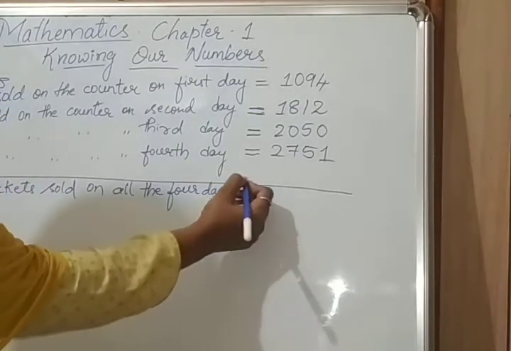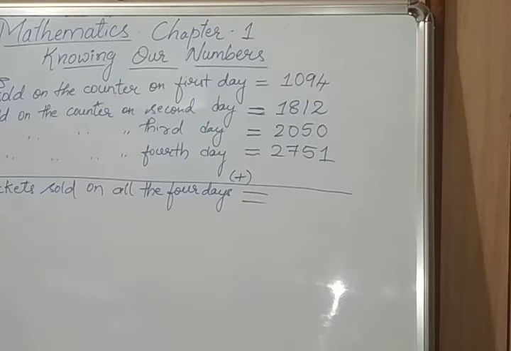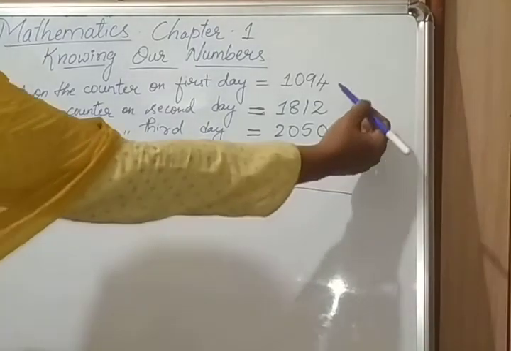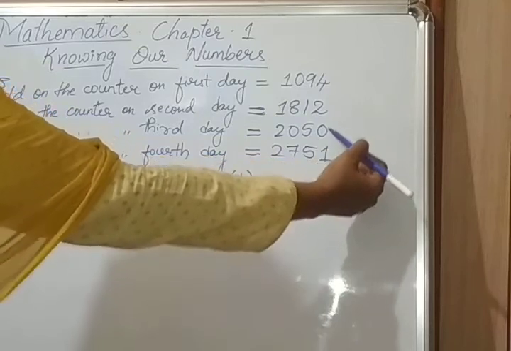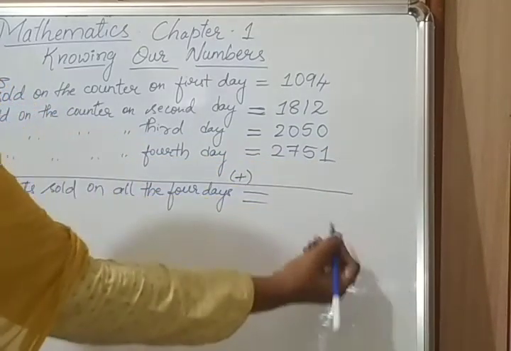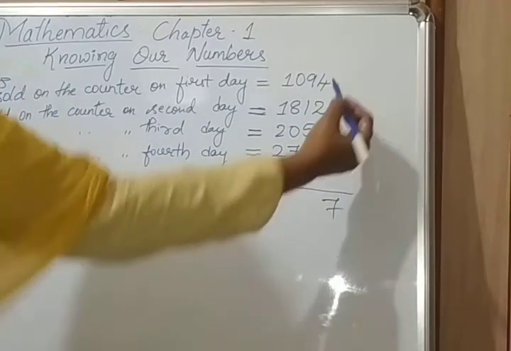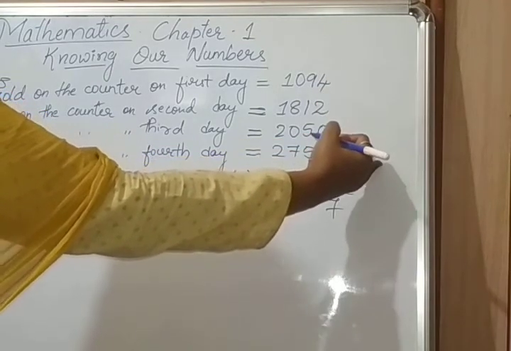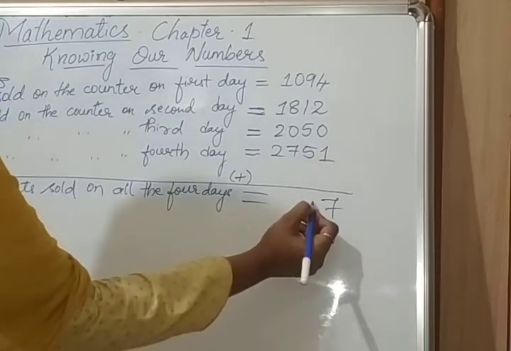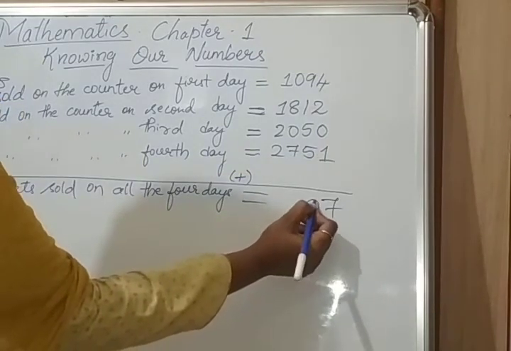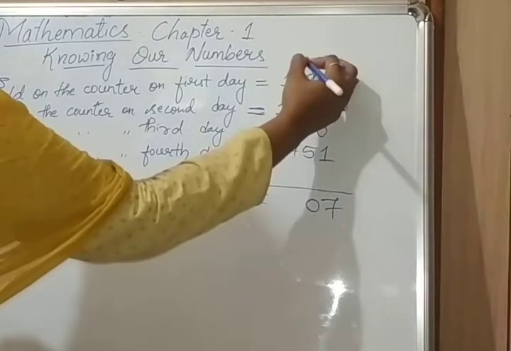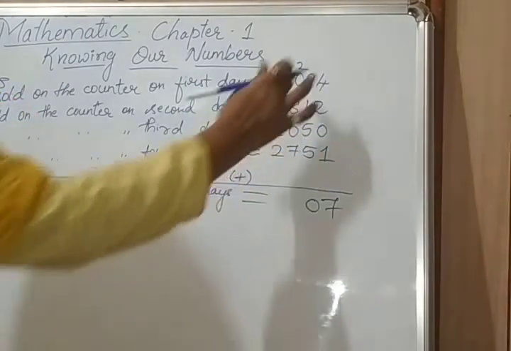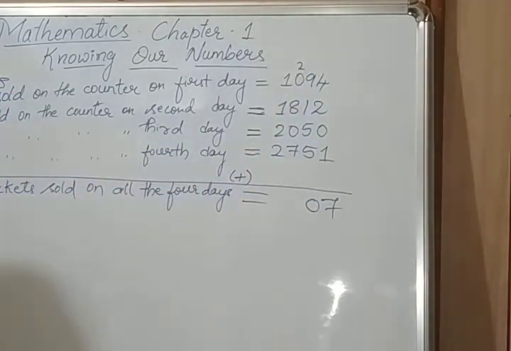So just place a plus there. We have to add these. So add here: 4 plus 2, 6. 6 plus 0, 6. 6 plus 1, 7. 9 plus 1, 10. 10 plus 5, 15. 15 plus 5, 20. So 0, and carry on to the hundreds place.